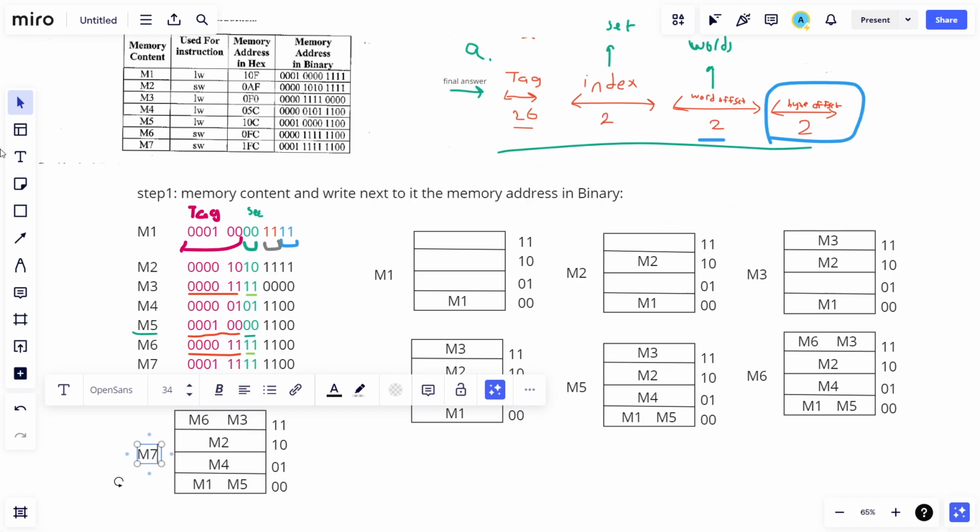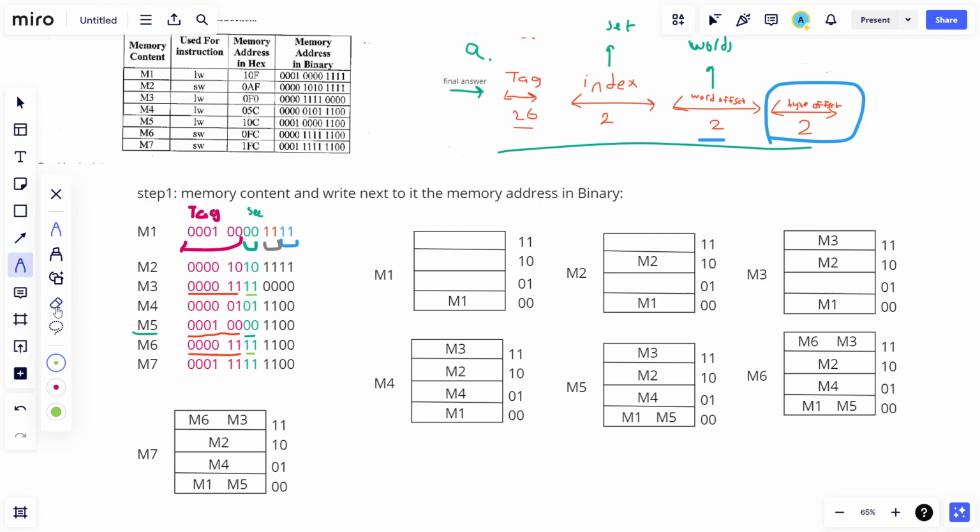Okay, so I have done M6, which is the content of the memory M6, and it went out pretty well. It had the same tag number as M3, and M5 has the same tag number as M1, and they both had the same set number. So I ended up having M6 with M3 and M1 with M5, and life is good. Now we check M7, which is the last thing.